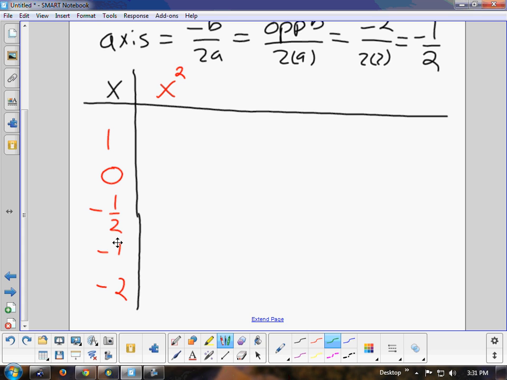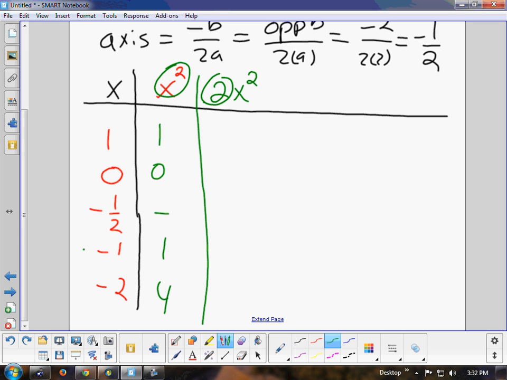So we're going to square all the x's. So 1, 0. I'm not even going to figure out this one here, because it deals with the halves at this point. 1 and 4. Okay, the next column over is going to be 2x squared, because we need to take 2 and multiply it by whatever x squared is. So 2 times 1 is 2. 0. We're not going to do this one. And 2 times 1 is 2. And 2 times 4 is 8.